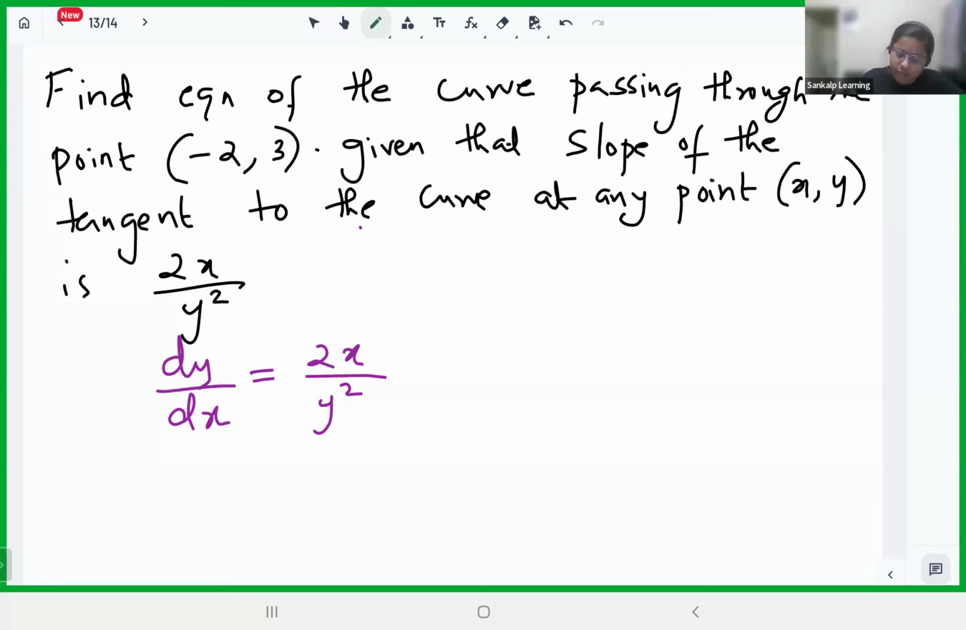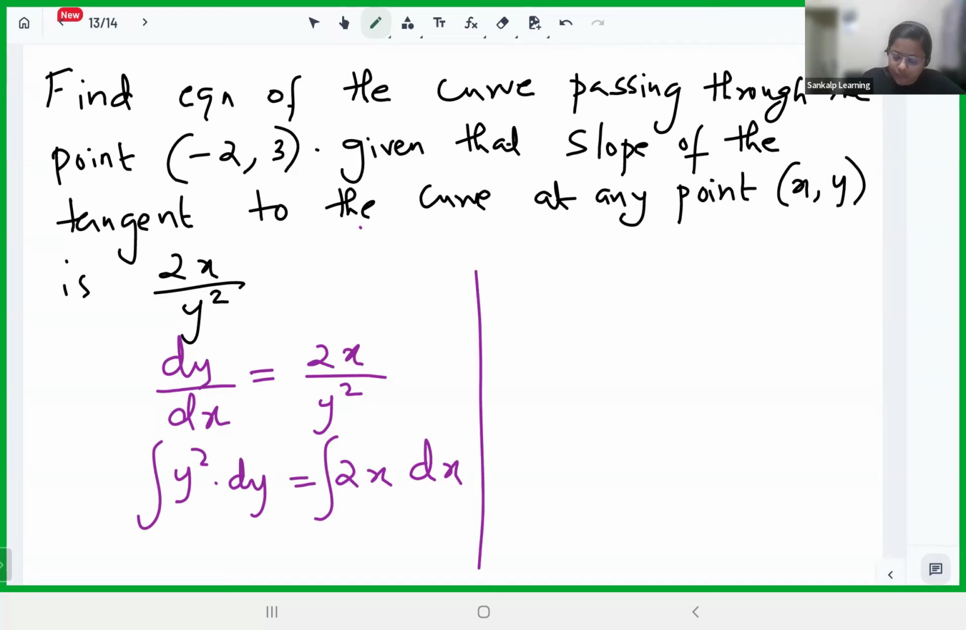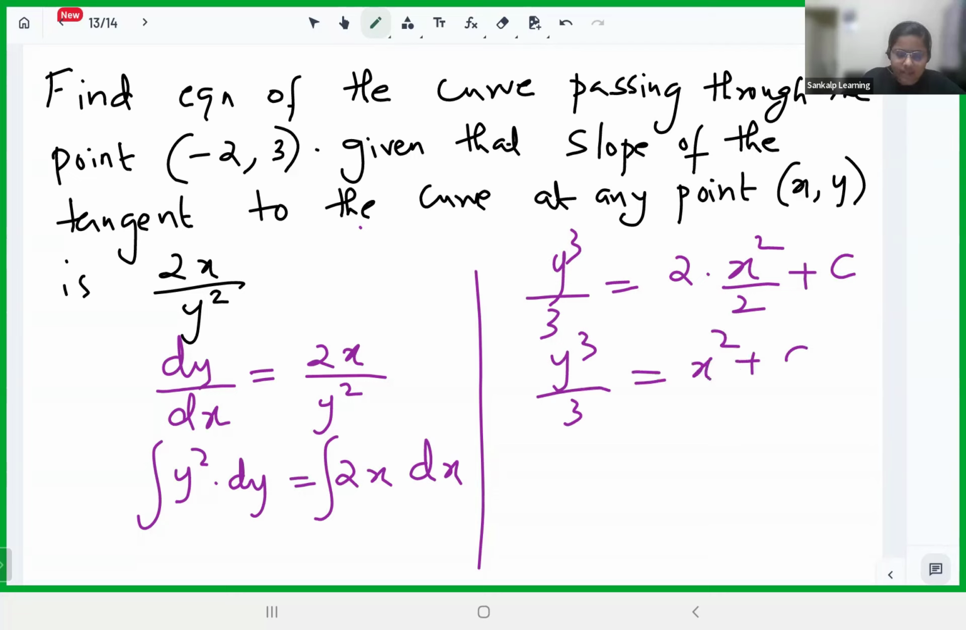Okay. So first you have to find the general solution, right? For that I am using the variable separable method. That can be used here, right? So y square into dy equal to 2x into dx. Now you have to find the integral on both sides. So integral y square dy equal to integral 2x dx. Integral of y square is y cube by 3, equal to 2 into x square by 2 plus c. So y cube by 3 is equal to x square plus c.